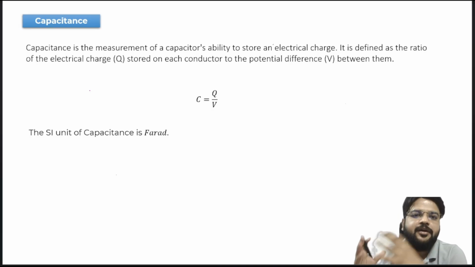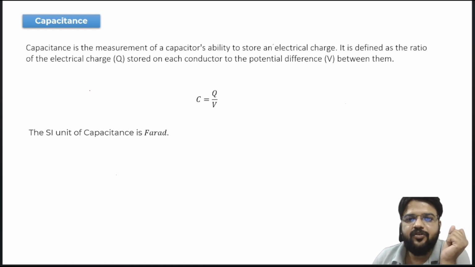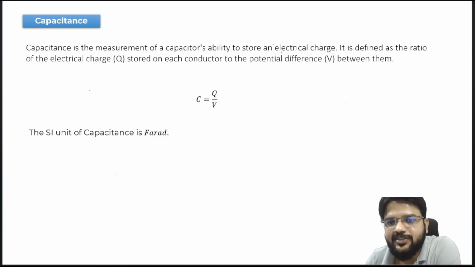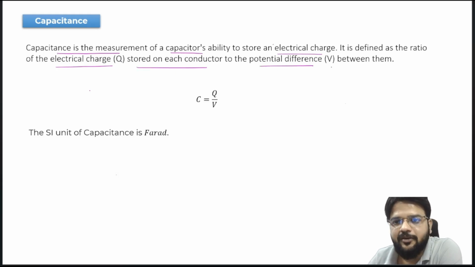Let's see the next topic, capacitance. So what is capacitance, everyone? Capacitance is the measurement of the capacitor's ability to store an electrical charge. Correct? So what is this capacitance measuring? It is measuring how much electrical charge a capacitor can store. It is defined as the ratio of the electrical charge stored on each conductor to the potential difference between them.